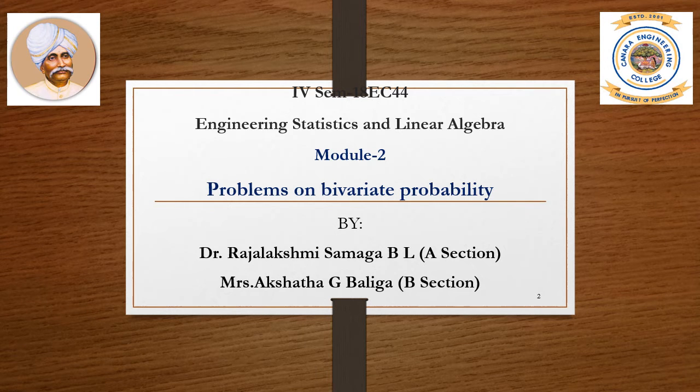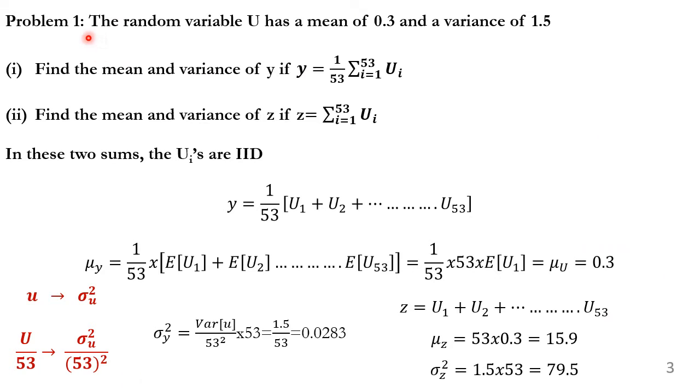Hello everyone, let us solve some problems on bivariate probability in this video. Let us consider the first problem. The random variable u has a mean of 0.3 and a variance of 1.5. Find the mean and variance of y if y is equal to 1 over 53 summation i varying from 1 to 53 u of i.